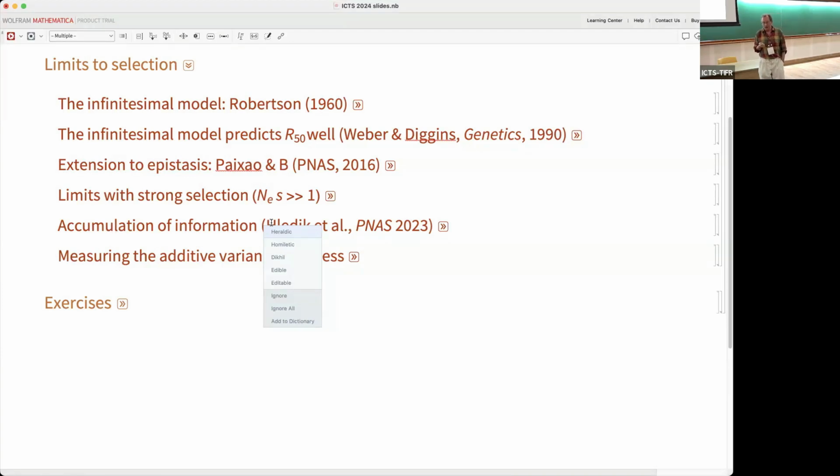And this problem was solved in a really beautiful paper by Alan Robertson in 1960, which also gives us a very nice connection between the infinitesimal model at the phenotypic level, the quantitative genetic model, and the underlying behavior of the alleles. So it's a connection between, if you like, population genetics and quantitative genetics. And I'll talk about how this extends to include epistasis. I'll make a slight diversion to look at what happens when we go beyond the infinitesimal and ask, with very, very strong selection, when the infinitesimal breaks down, then how far can we push the mean? So all of this is about limits to selection on the mean under directional selection.